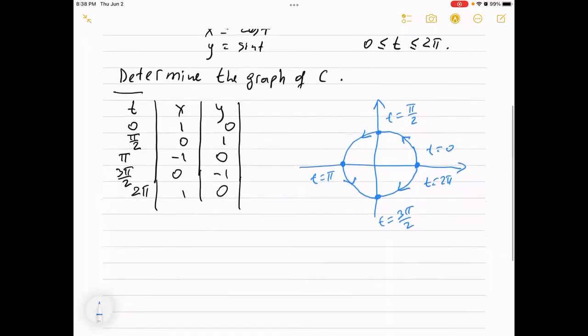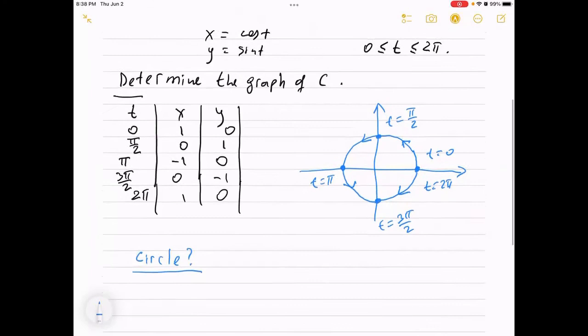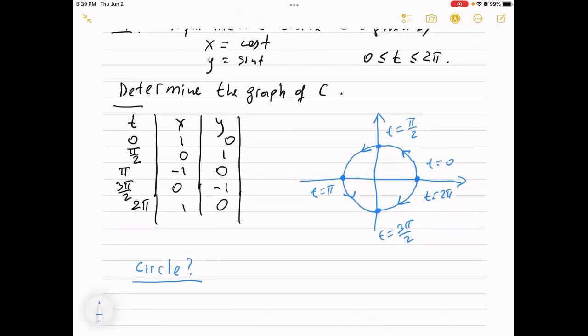Okay. So what we notice, according to what we got, is that we're expecting the curve is probably a circle. Now let's try to confirm this guess using some algebraic manipulations.